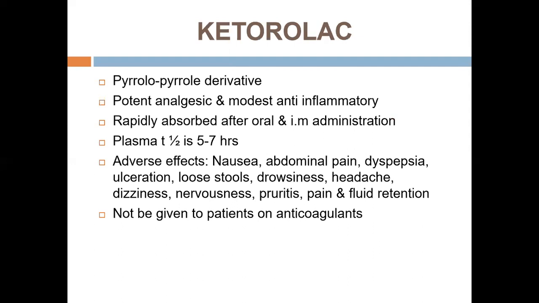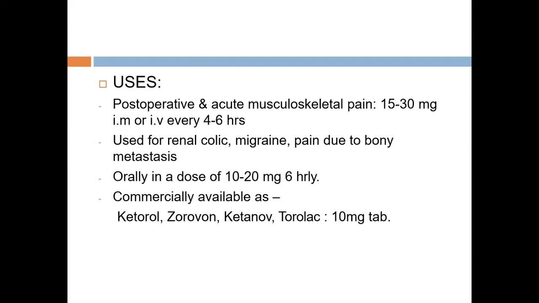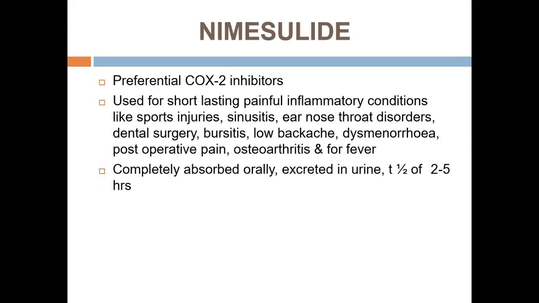Then you have ketorolac, which is a pyrrolo-pyrrole relative, a potent analgesic and modest anti-inflammatory, rapidly absorbed after oral, IM and other routes. The half-life is 5 to 7 hours, and the main side effect is on the GIT. It causes drowsiness and is not given to patients with anticoagulation effect. It is used in postoperative and musculoskeletal pain, in renal colic and migraine, and in bone metastasis. The dose is 10 to 20 milligrams six hourly.